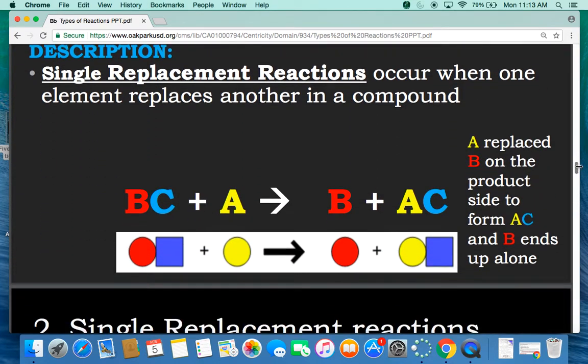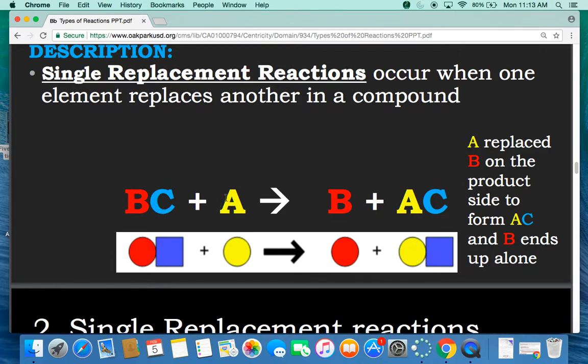A single replacement reaction is exactly what you would think it would be. You're replacing one thing. So what you see here is a compound, BC, and an element, and that's the key. For your level, you have an element and a compound, and the outside element will displace or replace one of the two materials in the compound, and that material will be kicked out as an element.